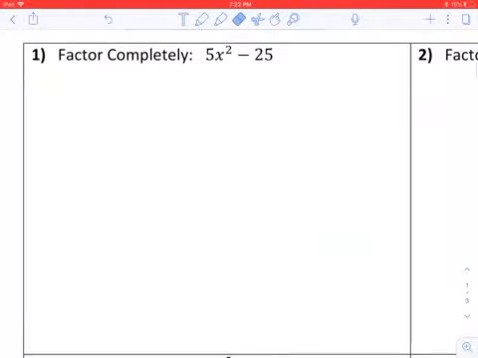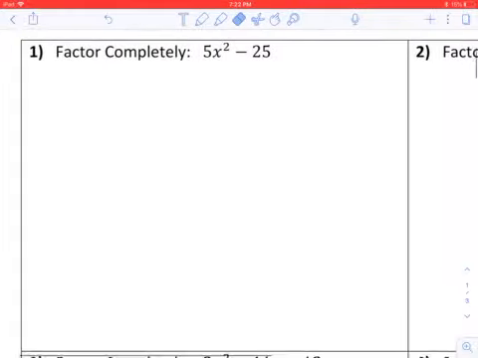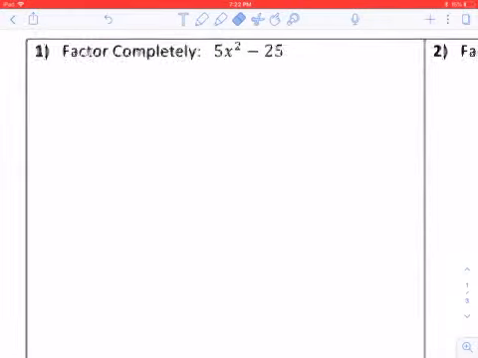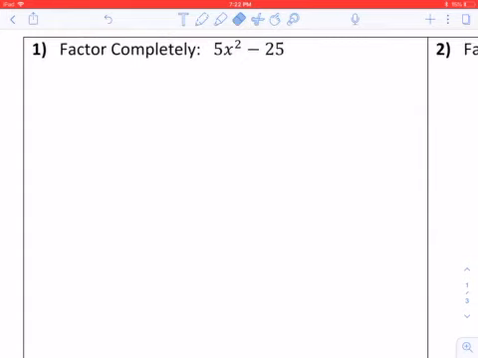Number 1, factor completely. Whenever we are told to factor, the very first thing we have to do all the time is find a GCF. I look at these two terms. I've got 5x squared and I've got 25. The biggest number that goes into both 5 and 25 is just a 5. There is no variable in my GCF because 25 doesn't have any variables next to it. So the GCF is just a plain 5.